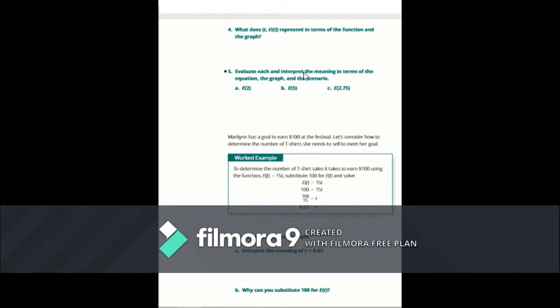Evaluate each and interpret the meaning in terms of the equation, the graph, and the scenario. So E of 2, that means that she sold 2 shirts and made $30. E of 5, that means that she sold 5 shirts and made $75. E of 2.75, that doesn't make sense because she wouldn't sell 0.75 of a shirt, but if she were to sell that, she would make $41.25.